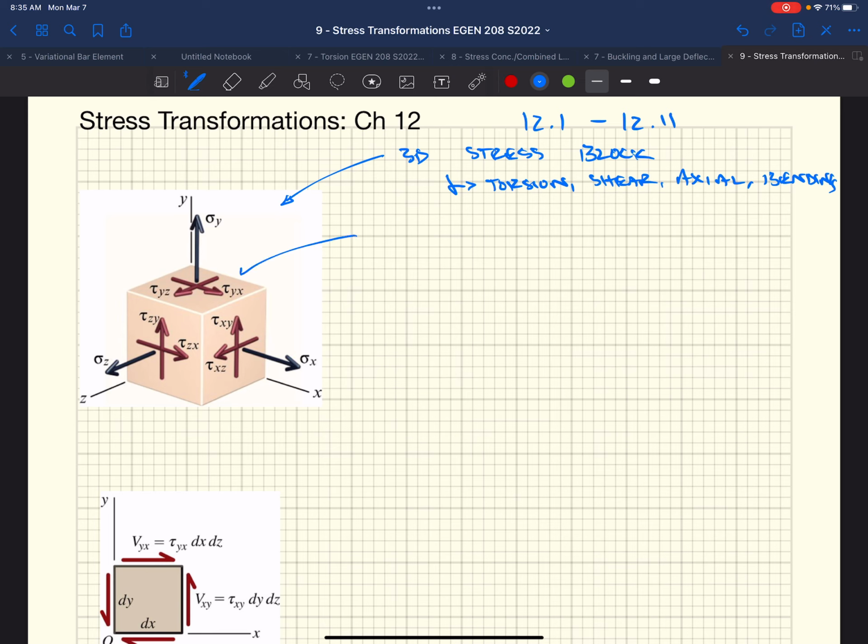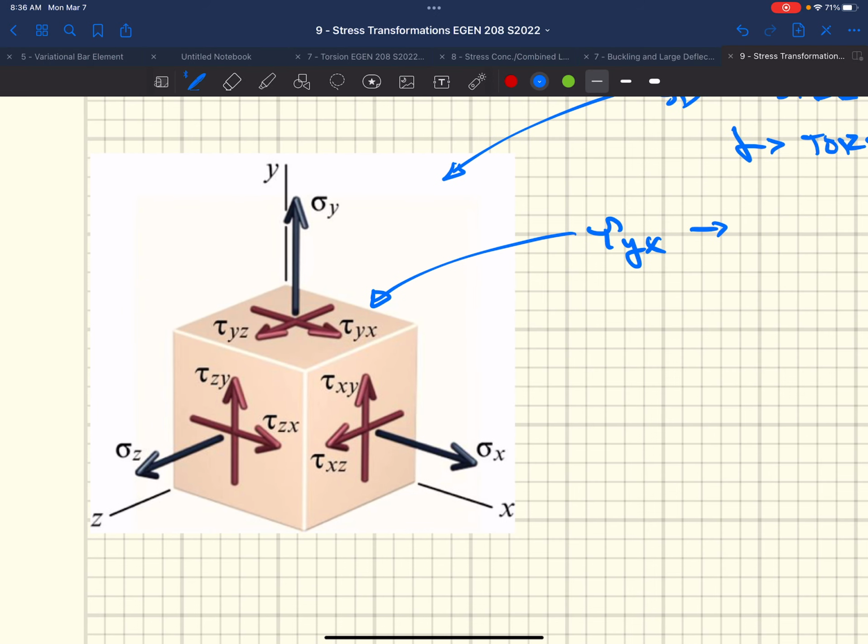Shear stresses are taus. They're denoted, as you can see here, tau yx, tau yz, tau zy, tau zx, tau xy, and tau xz. What does that denote? Well, tau yx means a shear stress on the y face in the x direction. Similarly, this arrow here is on the y face in the z direction. Z face x direction, z face y direction, x face z direction, x face y direction. So that's how those are denoted.